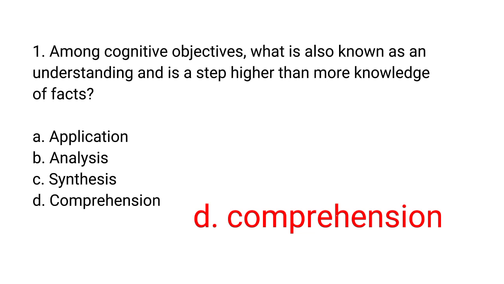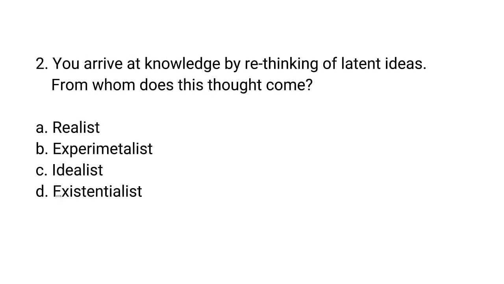Question number 2. You arrive at knowledge by rethinking of latent ideas. From whom does this thought come? A. Realist. B. Experimentalist. C. Idealist. D. Existentialist.